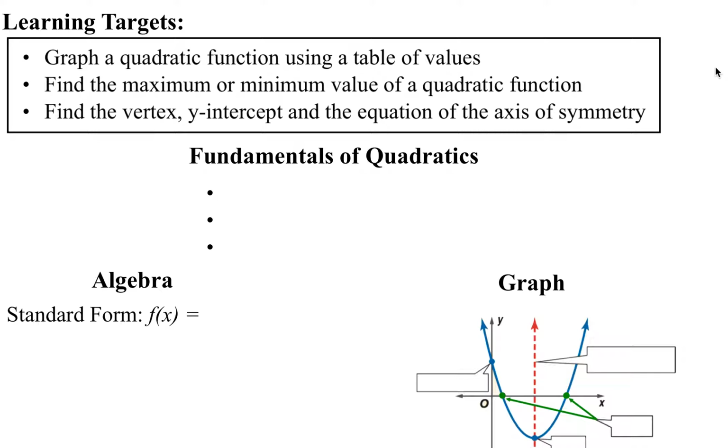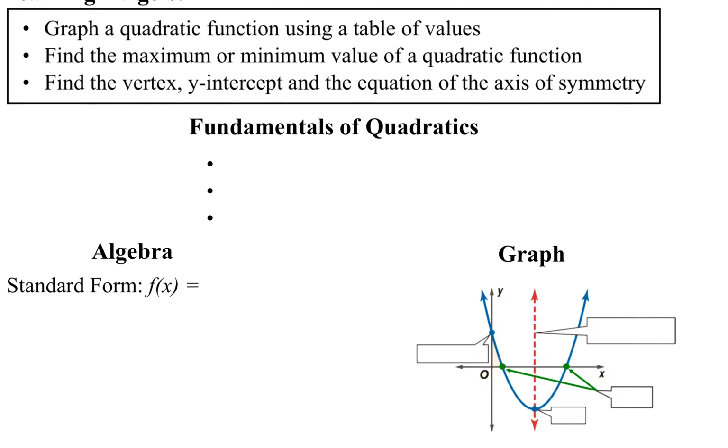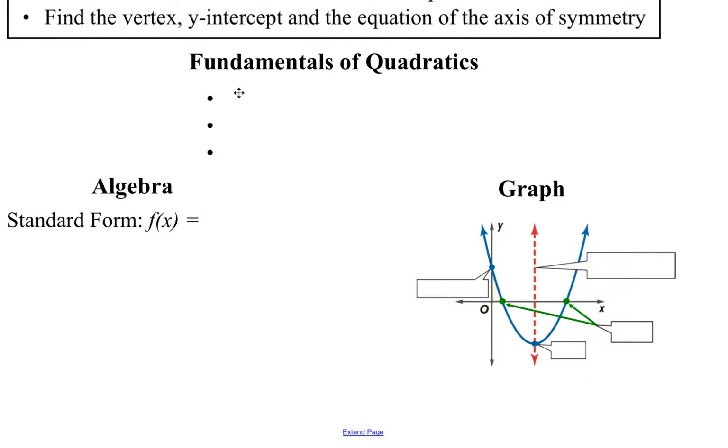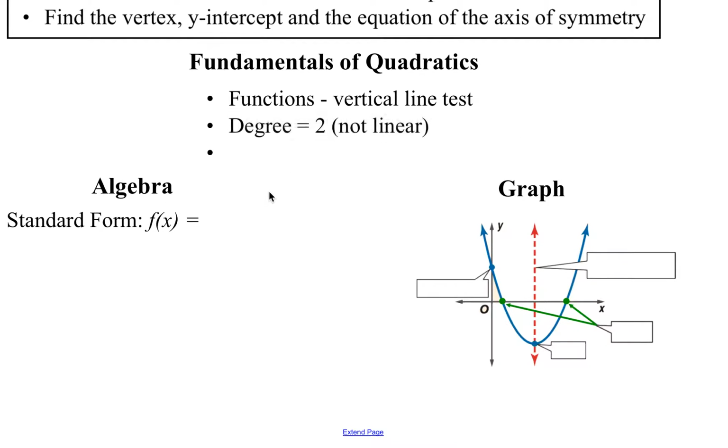So in order to learn all of those things, I need to define what they are and give you some direction here. So a couple of very fundamental things about quadratic equations or quadratic functions. They are functions, and we have talked about this in class. A function is something that will pass the vertical line test, and they are also second degree polynomials. They're not linear, they're curves. So their degree is 2. That's the highest exponent that you're going to have.